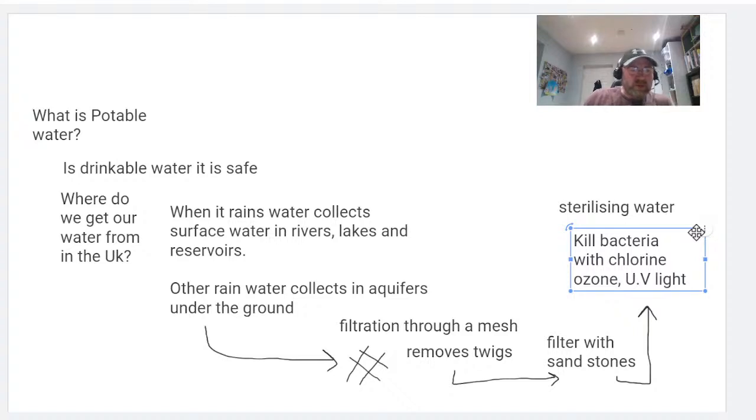Someone said, what's the difference between chlorine and chloride and when do they exist?